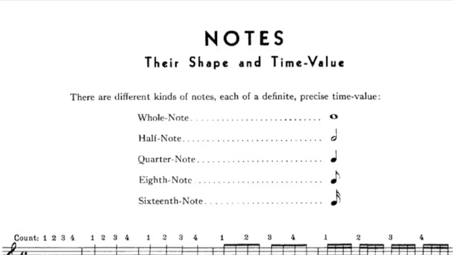Hi, welcome back. Today we are going to talk a little more about music notation. We already mentioned the staff, which is the name for the 5 horizontal lines.